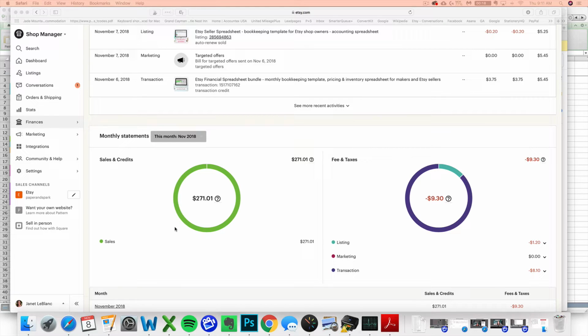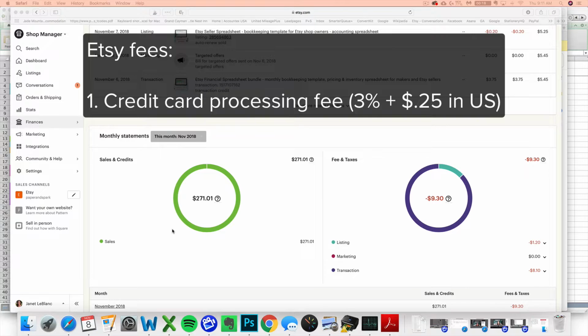So keep in mind that Etsy charges several different types of fees. There's really three different types of fees that Etsy charges you. The first is the credit card processing fee, and that in the US at least has been 3% of your order total plus 25 cents. So 25 cents and 3% of your order total.